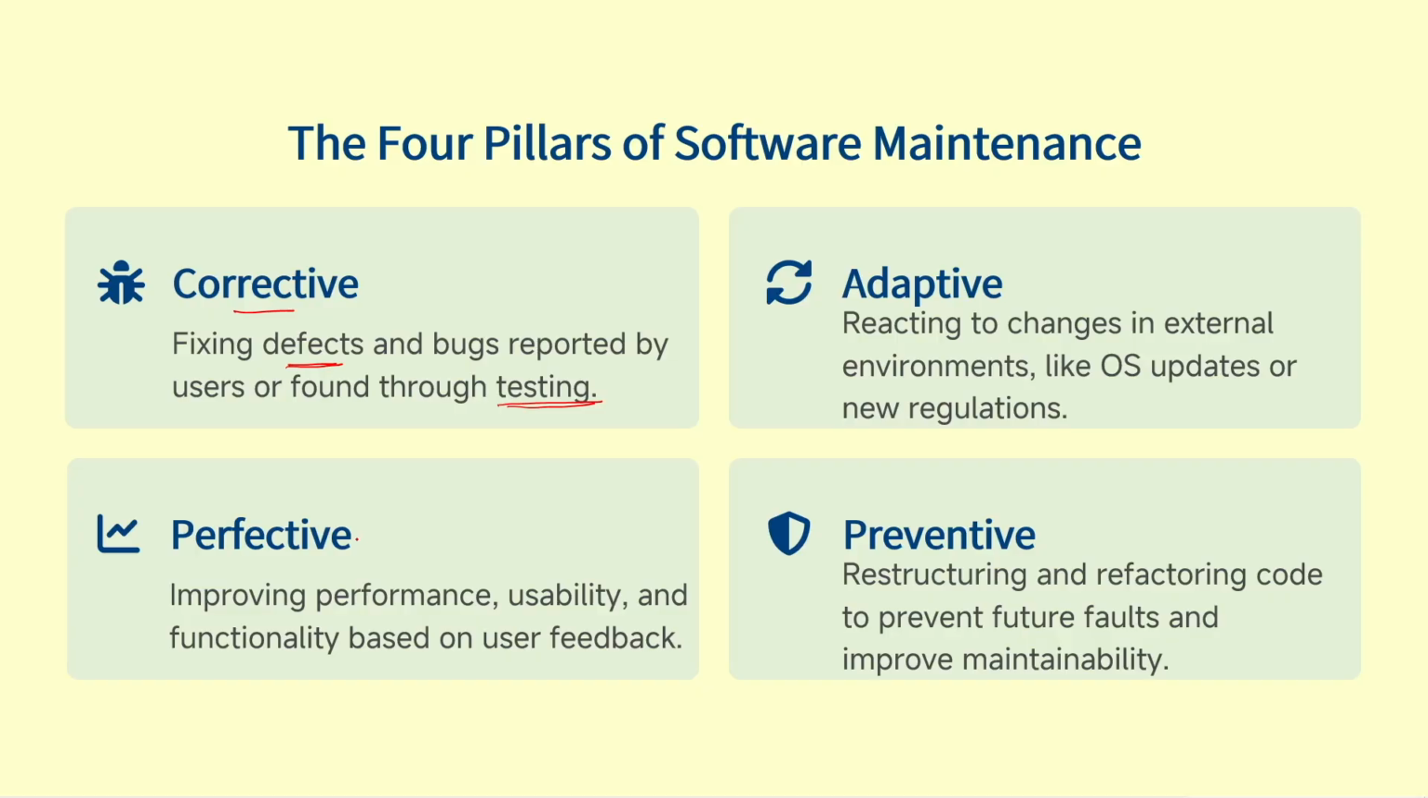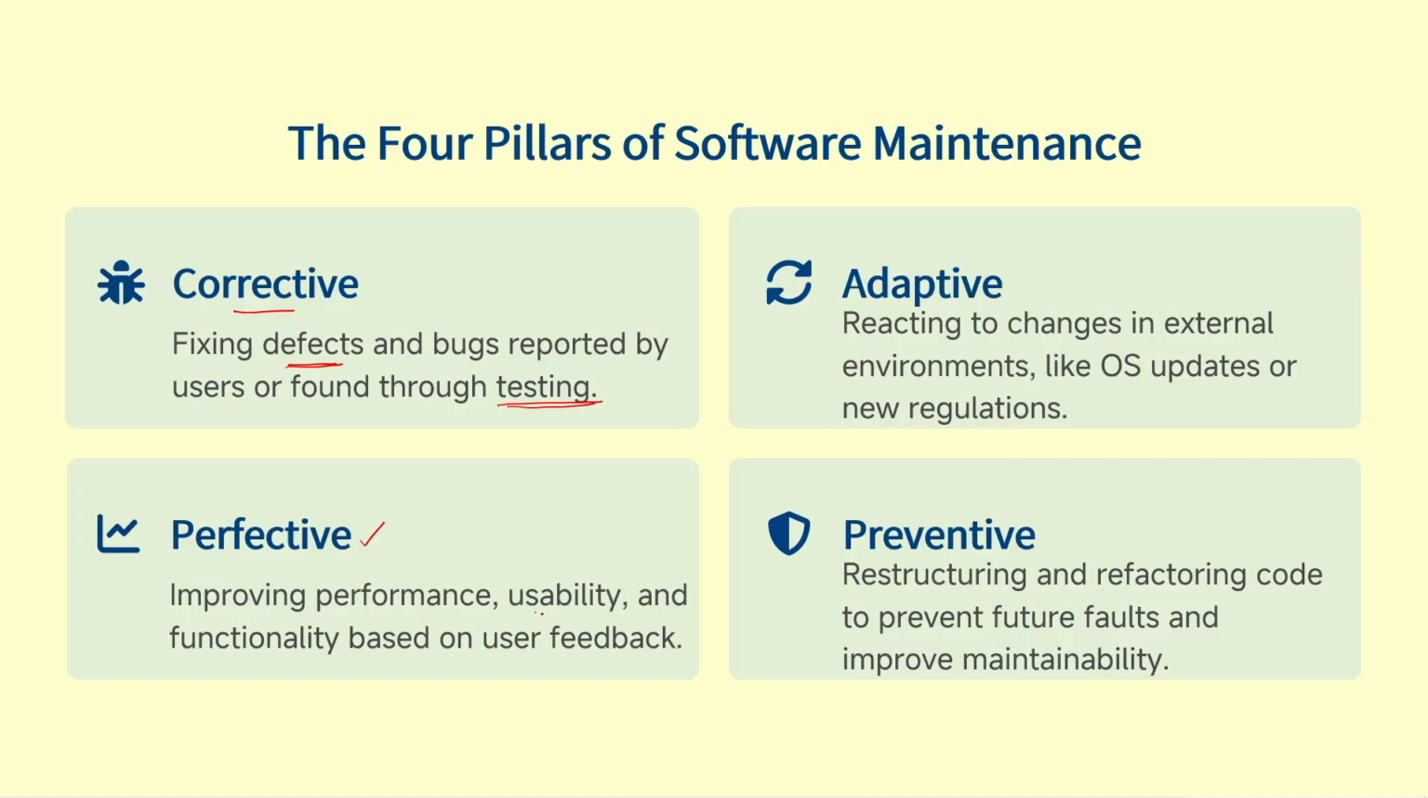The second type is called perfective maintenance. By the word we can understand that there is no bug in the software, but there are some performance issues, for example availability issues or reliability issues or any other issues that are hindering performance. It is working perfectly, but there are some issues in the non-functional parameters, something like usability.